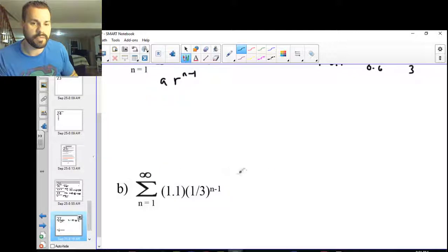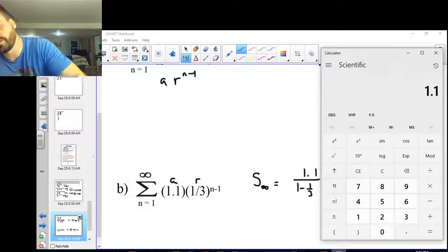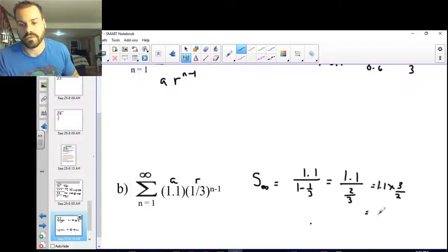If you look at this guy, it's the same idea. There's my a, there's my r. My r is less than 1, but greater than minus 1. So we just go, it's a, which is 1.1, divided by 1 minus r, which is 1/3. So we get 1.1 divided by 2/3, which is 1.1 multiplied by 3 over 2. And if we just take our calculator and go 1.1 times 1.5, that would be 1.65. All right, so my answer here is 1.65.